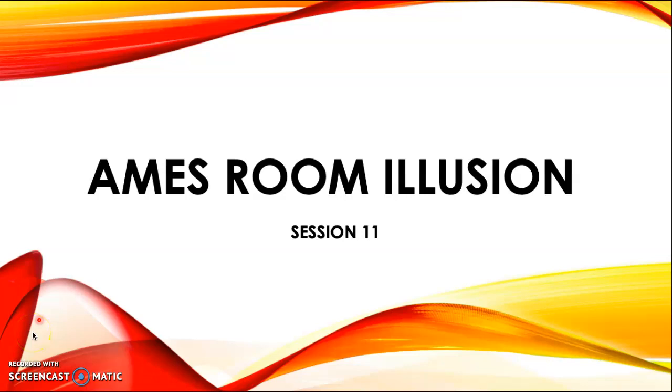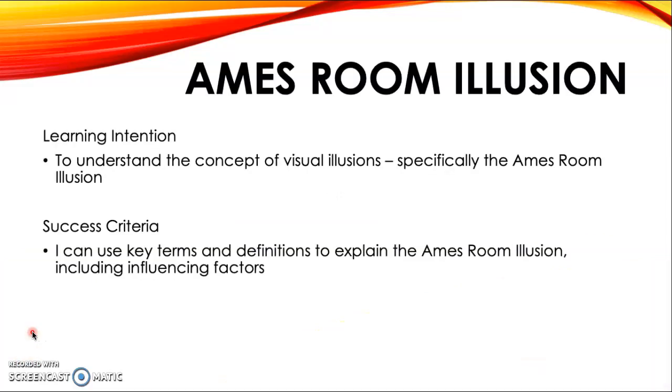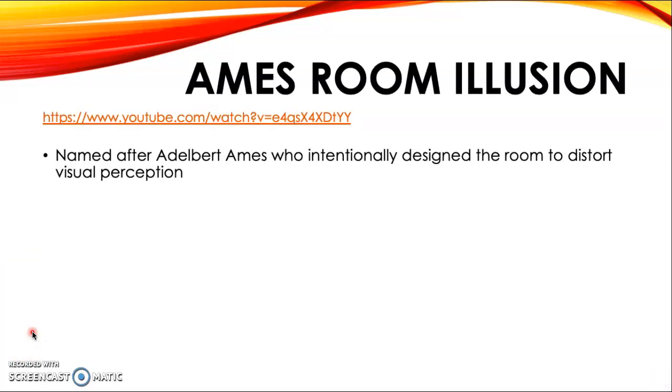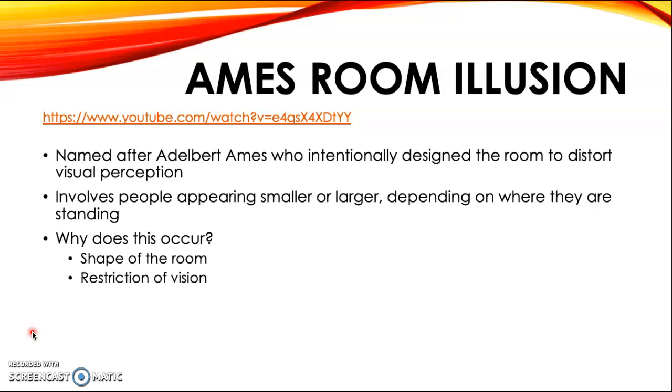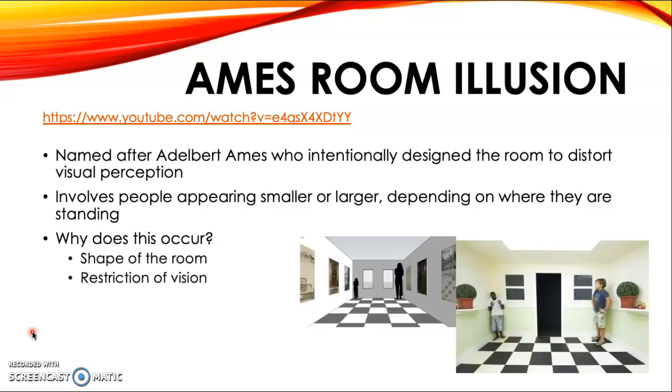All right, guys, continuing on from visual illusions last lesson, today we are looking at the Ames room illusion. It's named after Albert Ames, who intentionally designed the room to distort visual perception. It involves people appearing smaller or larger depending on where they are standing in the room. So why does this occur? It's to do with the shape of the room, restriction of vision.